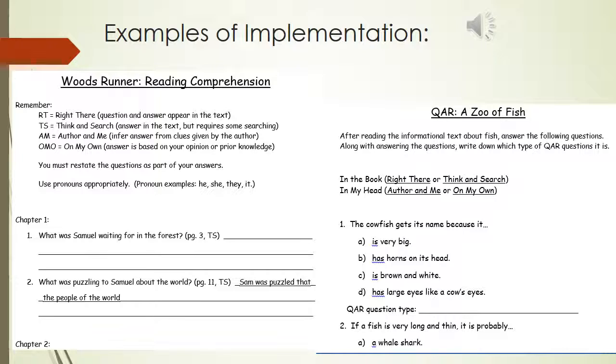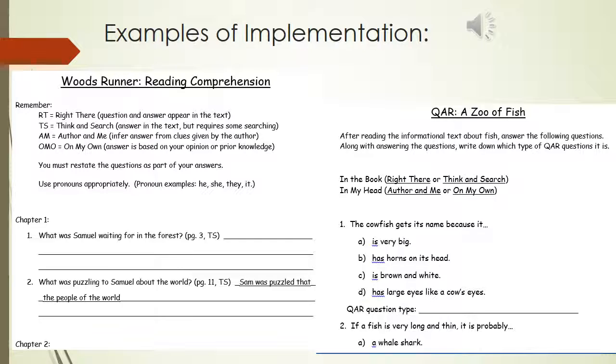On the right side is actually a practice after doing step 1 of implementation, of sharing with them what the different question types are. And this is practice of the QAR question. So this is something that I do right away at the beginning of the school year, introduce the strategy and then have practice. So this is one of the first practices for the students with the strategy.